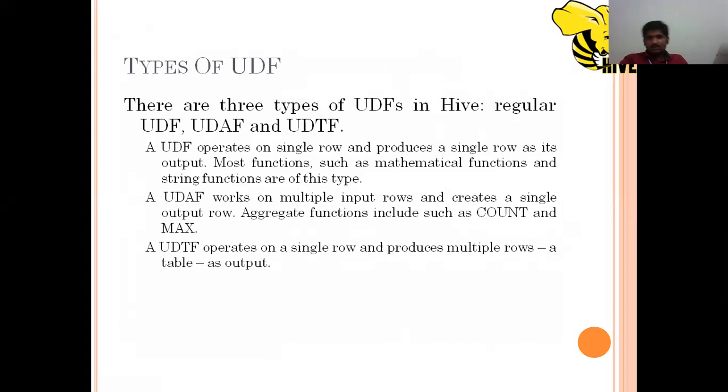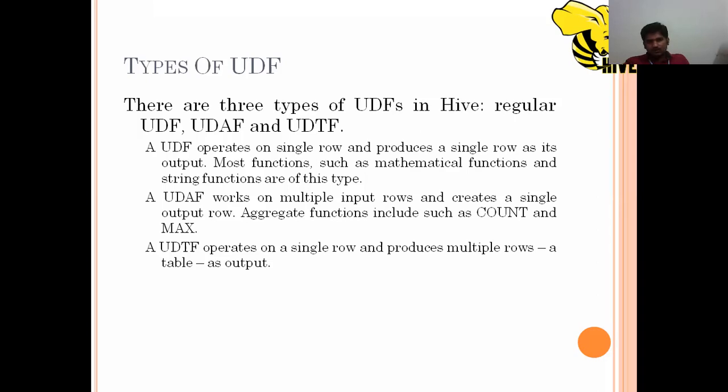So these are the types of UDF. There are 3 types of user defined functions in Hive: UDF, UDAF and UDTF. So we have 3 types. The UDF operates on a single row and produces a single row as its output.